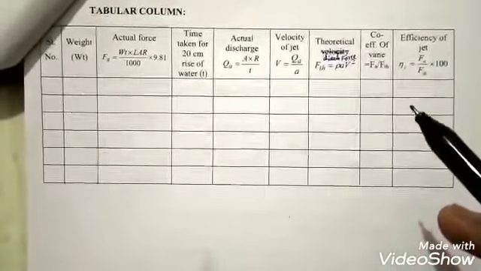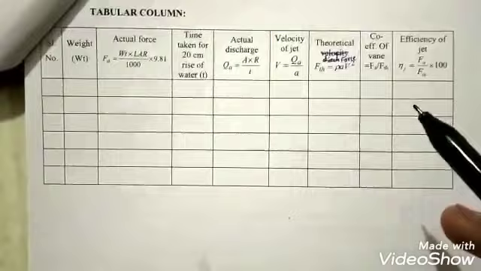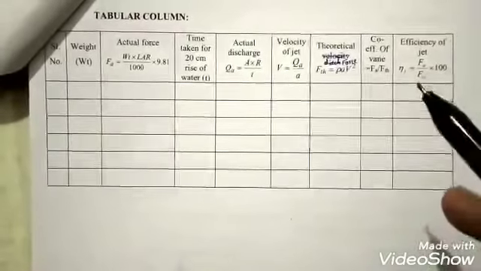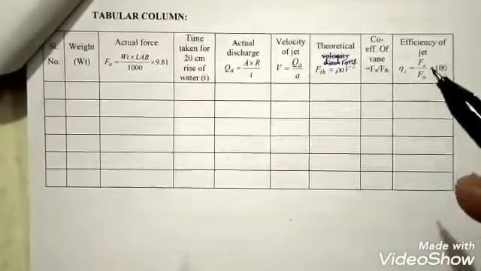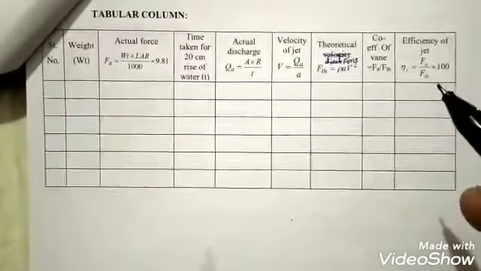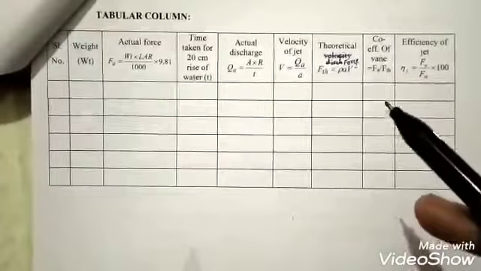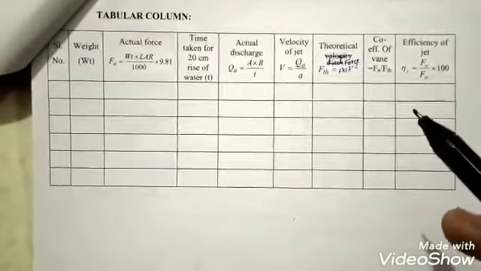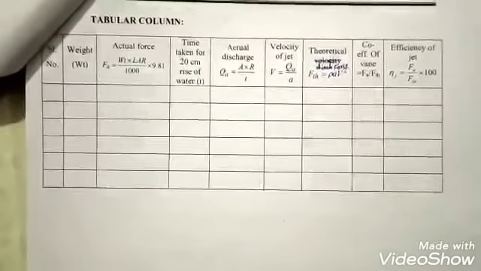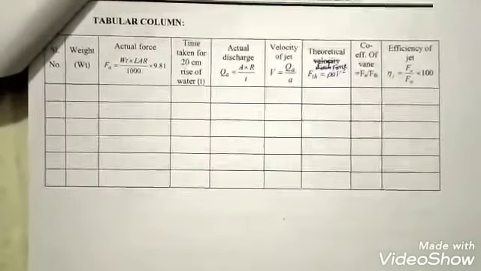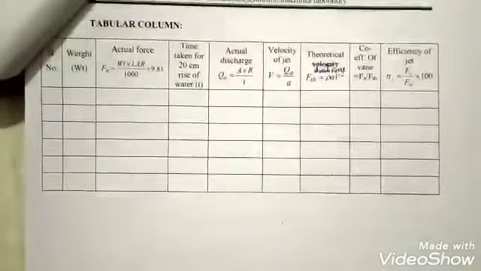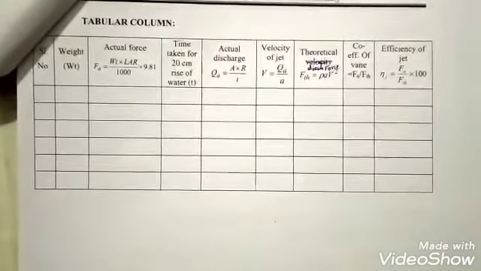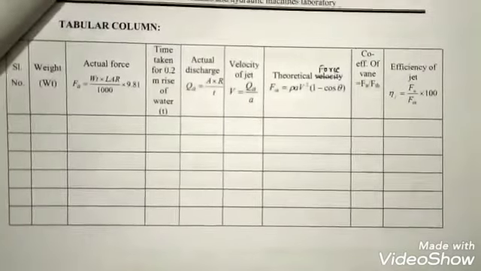And I need to calculate the efficiency of the jet in terms of percentage. So eta J represents the efficiency of the jet, that is nothing but FA by F theoretical into 100. Okay, FA by F theoretical is there in the previous column. Multiply by 100, and you will get the efficiency of the jet. Okay, so this is the tabular column for the calculation regarding the impact of jet on a flat vane, that is a fixed vane. Later we will move to the curved vane calculation.